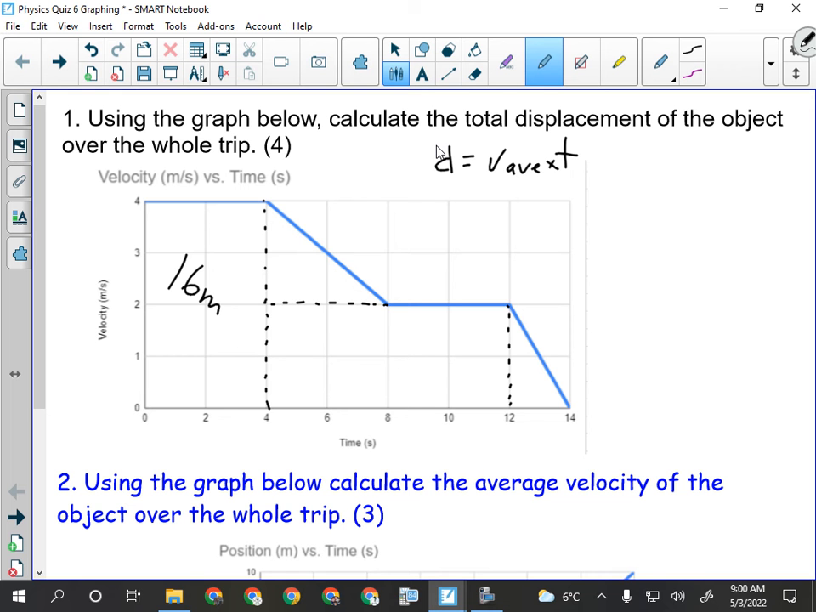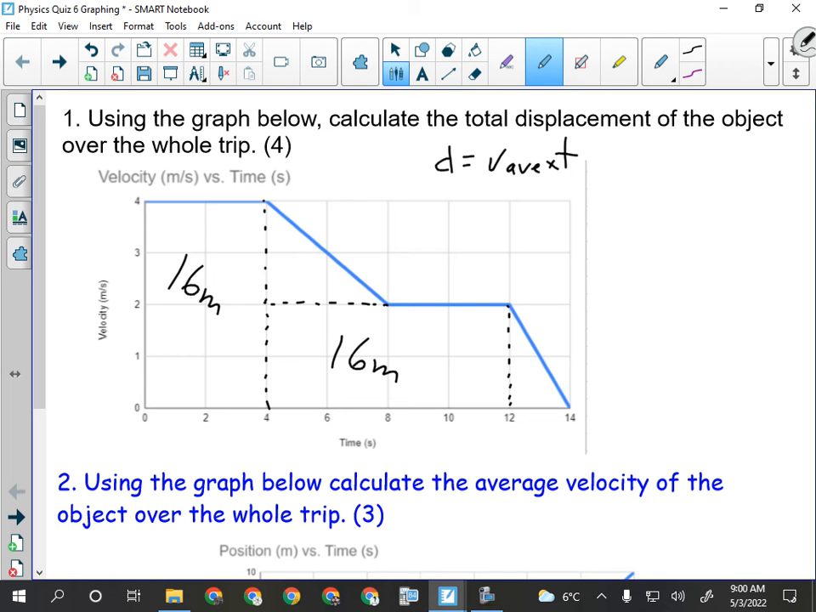All right, so let's do this big rectangle first. During this big rectangle, the average velocity is 2 meters per second. Everybody all right with that? And that goes on from 4 to 12, which is 8 seconds. So 2 times 8 is 16 meters.